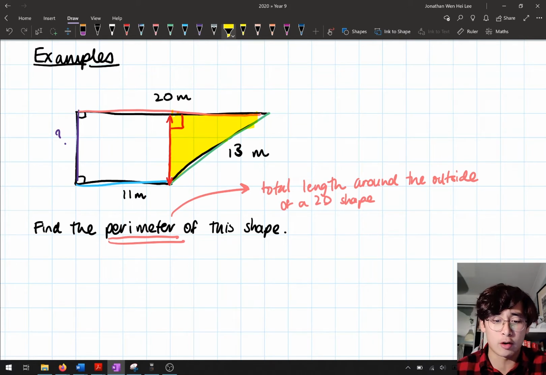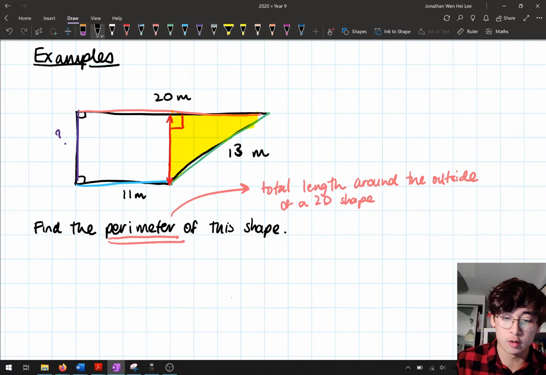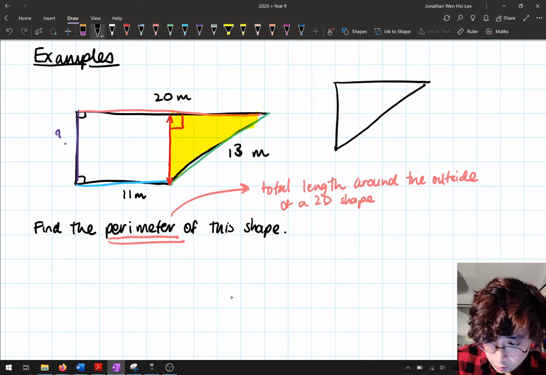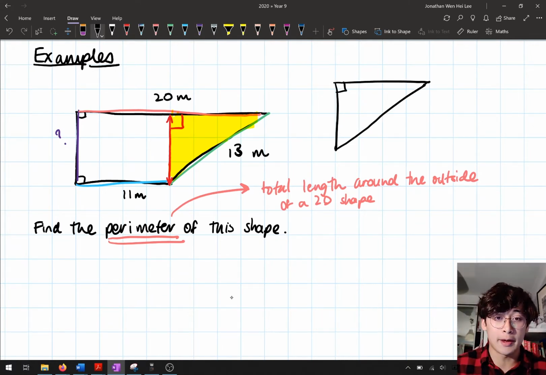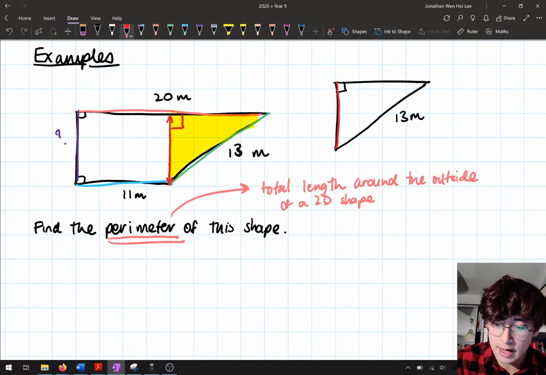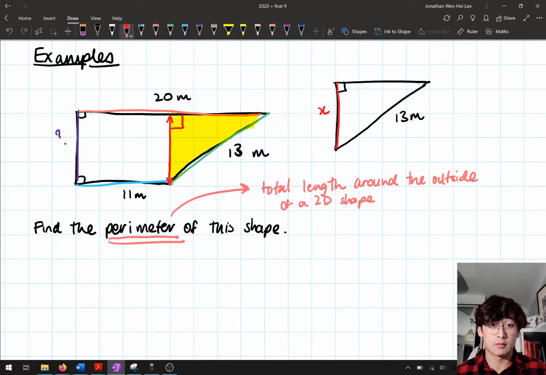Now let's have a look at this right angle triangle here. I'm going to draw this right angle triangle off to the side here. So I've got a right angle there. I've got 13 meters there. Now that red length, which is that vertical length over here, I don't know what it is. So I'm going to label that as x. I don't know what that value is.